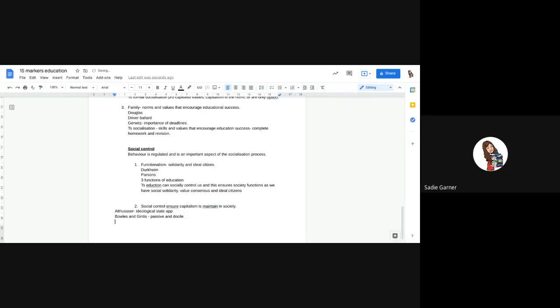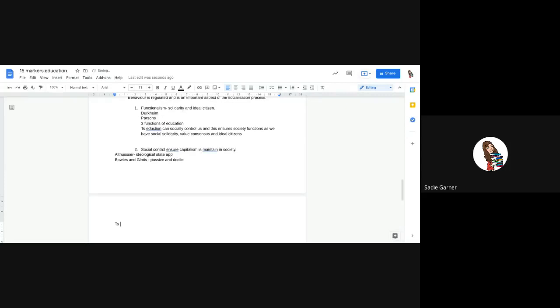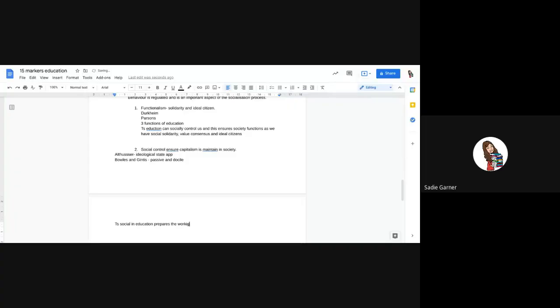So at the end of that paragraph, this shows that social control in education prepares the working class to accept capitalism as a good system, or a fair system. That's our only option, and this prevents any revolution.